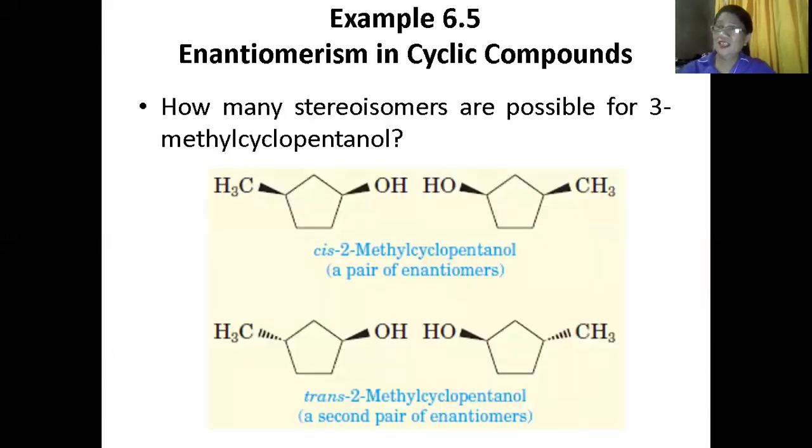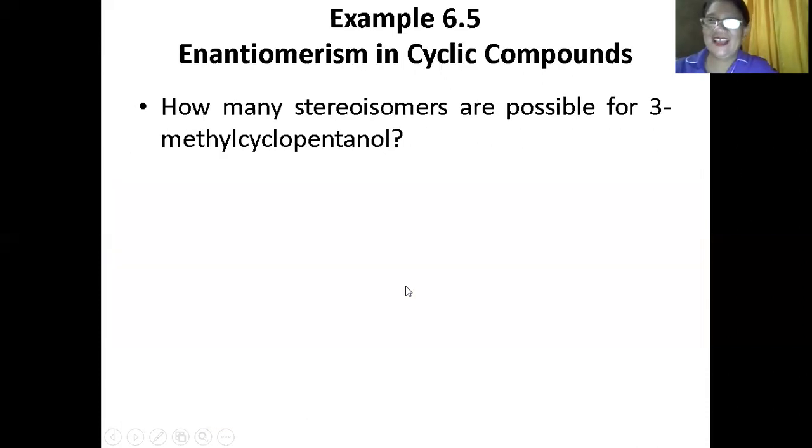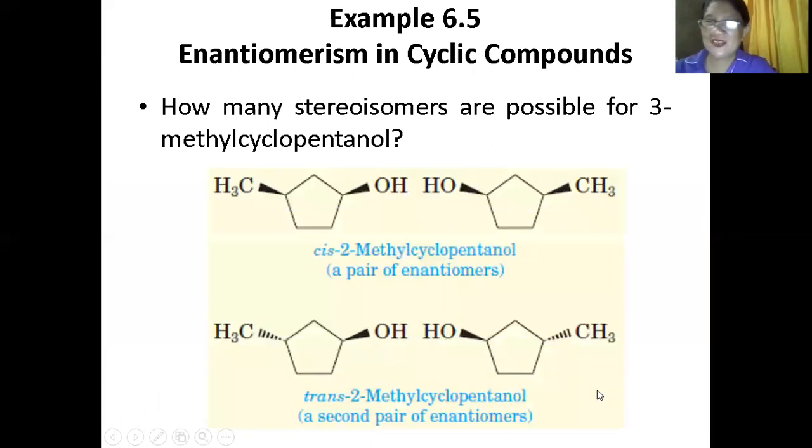How about in the cyclic? This one is linear. The structural formula is linear. How about here in the cyclic? How many stereoisomers are possible for this? This is known as 3-methylcyclopentanol. This is cis. So there is a pair of enantiomers. This is the first pair of enantiomers, which is cis. The other one is trans, opposite. Okay.